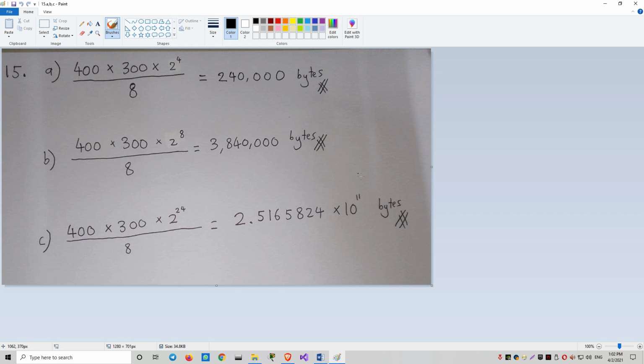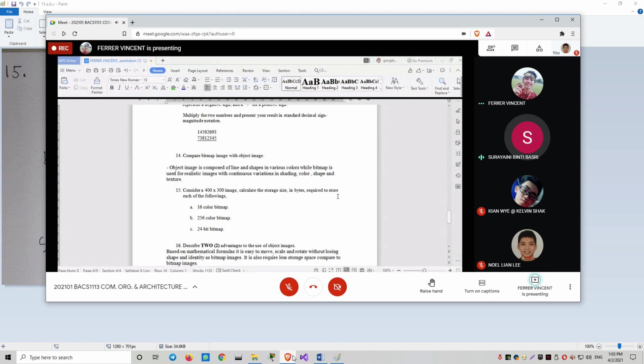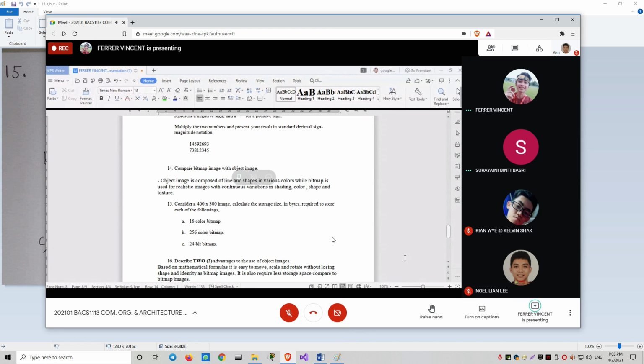Okay, I'll share my screen for a moment. Windows. Can you see it? Wait, still loading. Okay, now you can see it.